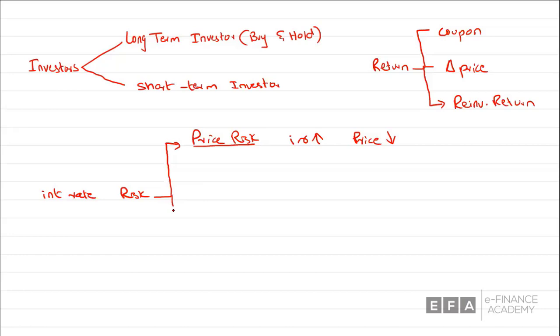On the other side, if you notice, when interest rate goes down, then that causes your reinvestment risk. Your reinvestment risk is that as interest rate goes down, your reinvestment return goes down. So your reinvestment return would be lower. So on one side of the movement of interest rate, there is price risk. And on the other side of the movement of interest rate, there is reinvestment risk.